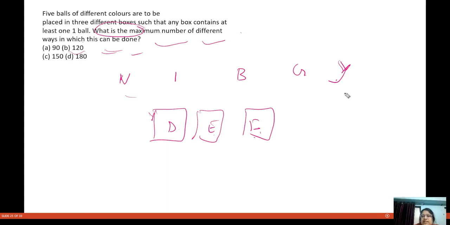See, if we start filling, we have this D box. All boxes are different, all colors are different. So earlier we start with one ball only, we put one ball. So we'll make the arrangement. See, there are 5 balls and they have to be put in 3 boxes. So how many ways can you put? Either you can put one ball here and 3 balls here, or one ball here, 3 balls here, or one ball here.